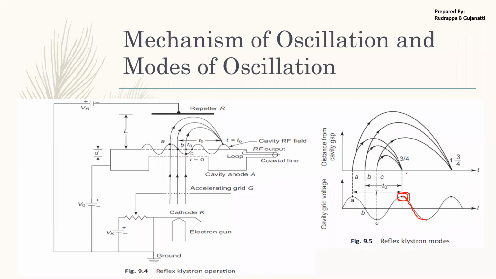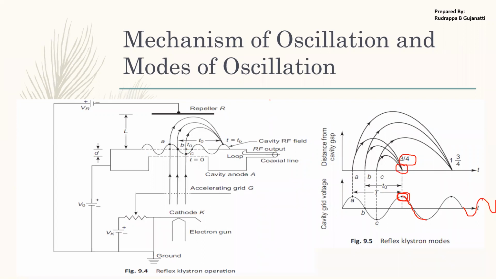So here we try to get the maximum output by ensuring that bunching occurs at the positive peak of this signal. In this way, I can have multiple peaks. If I continue, there can be multiple peaks. Where this interaction happens decides which mode the klystron is operating in. Therefore, we have different modes.